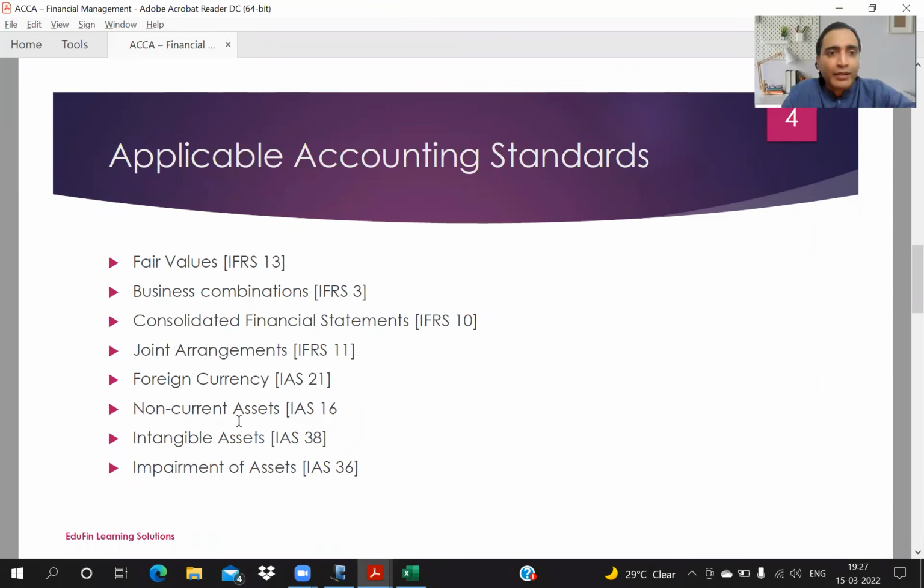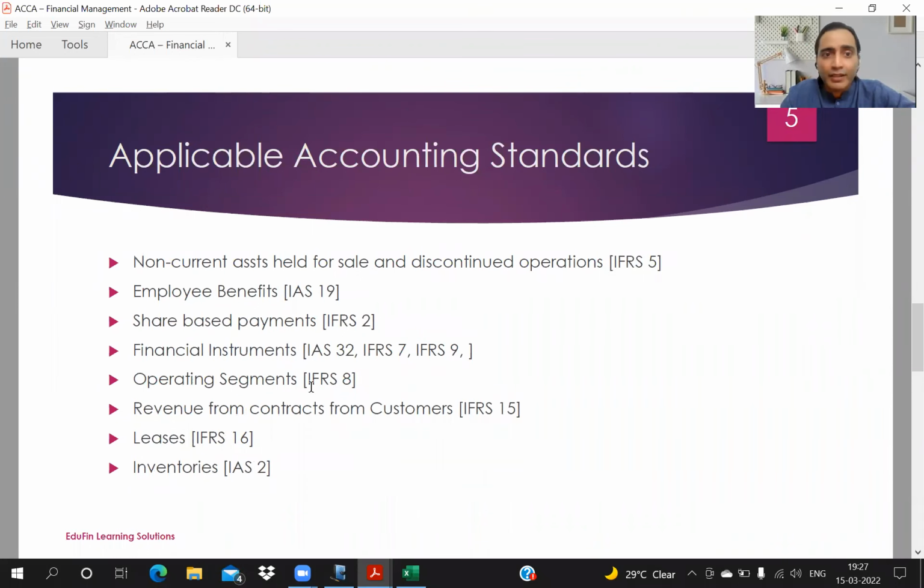Then we have IFRS 5. Again, we have studied this in FR, the basic principles. Non-current assets held for sale, HFS, and discontinued operations. Employee benefits and share-based payments are completely new accounting standards, IAS 19 and IFRS 2. We're going to start from scratch. Financial instruments, IAS 32, IFRS 7, IFRS 9. We have studied the basics in FR. Now we are going to build up on that knowledge. Operating segments, IFRS 8, a completely, totally new standard.